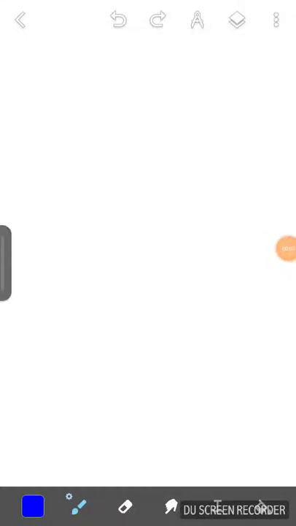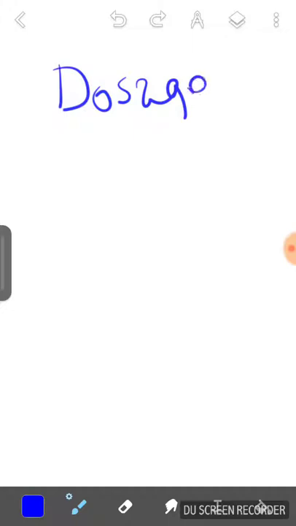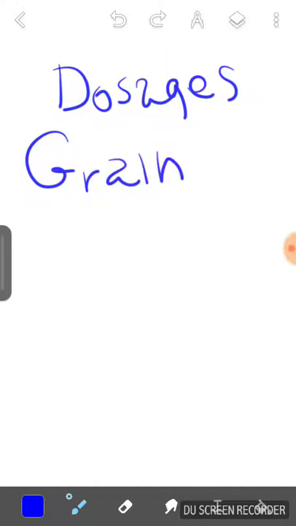One of the main issues in dosages was the idea of the grain, GR, as it's written. It was confusing because it can be confused easily with gram. And here I won't write it gram because I don't want to make it even more confusing.